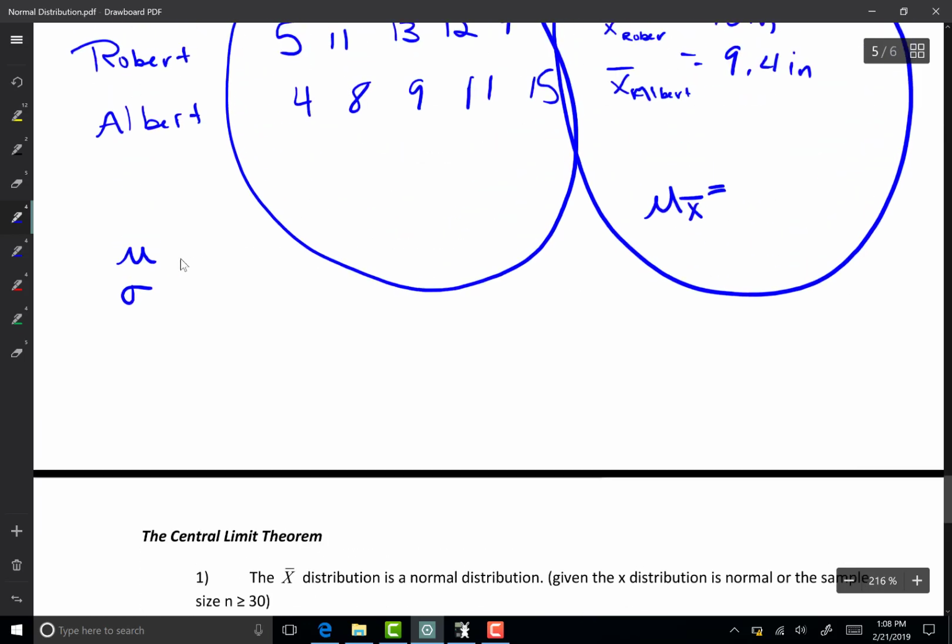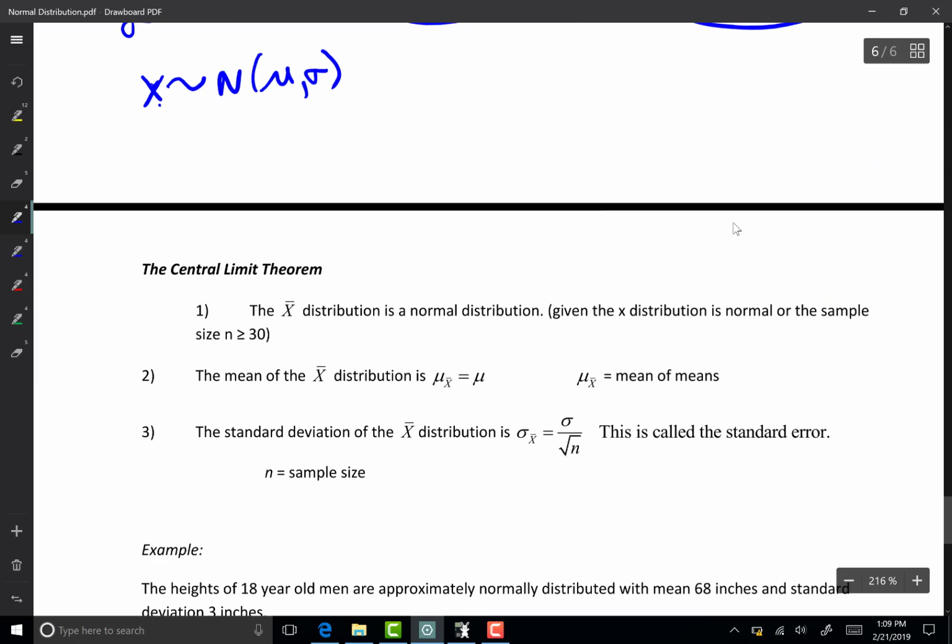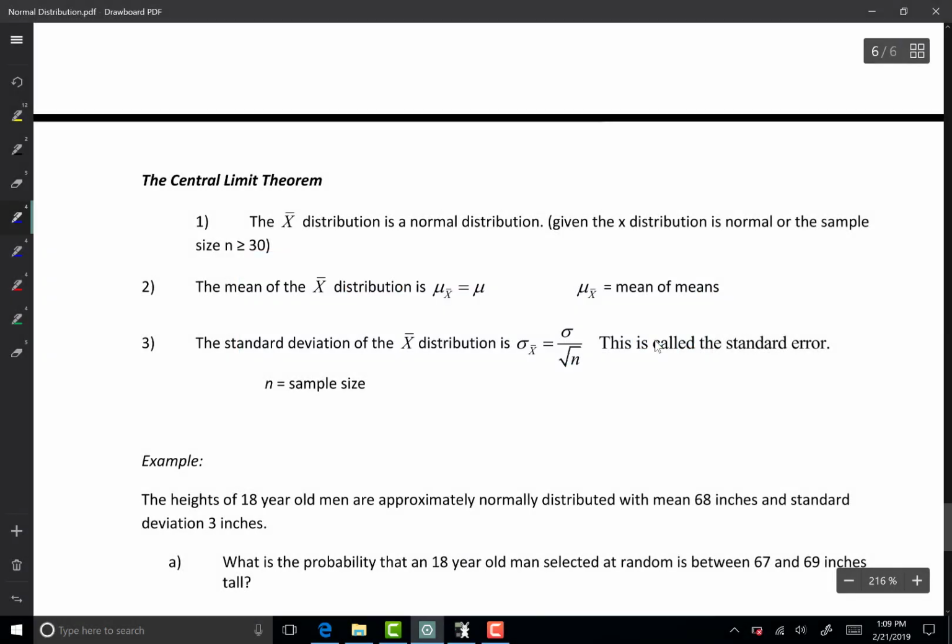So if I made the assumption that the length of the fish is normally distributed with mu and sigma, then this is also going to be a normal distribution. And the mean of this distribution, mu of x bar, is going to be equal to mu. Remember, that's the mean of the means. So these means are going to be equal. And the standard deviation of the x bar distribution, sigma x bar, is going to be the standard deviation of our underlying distribution divided by the square root of n.